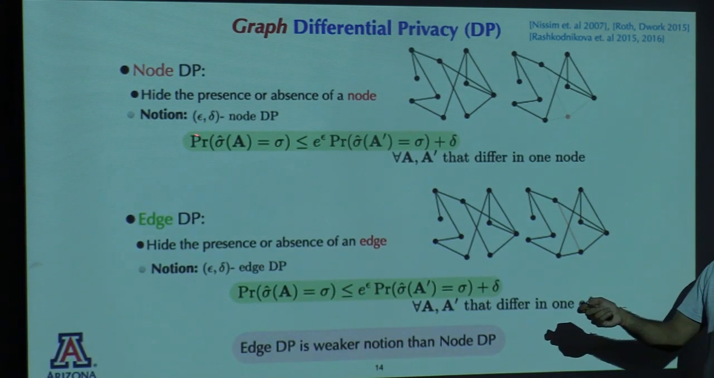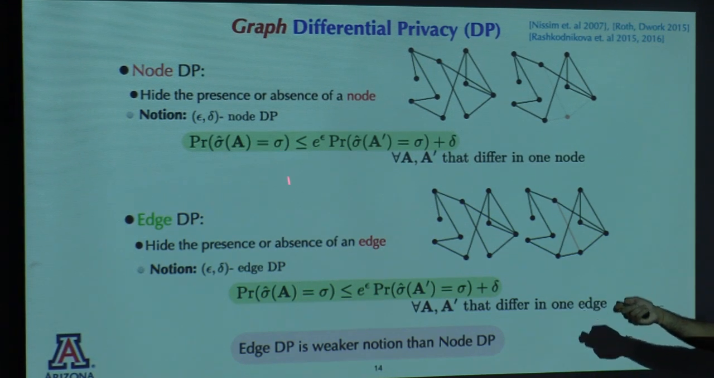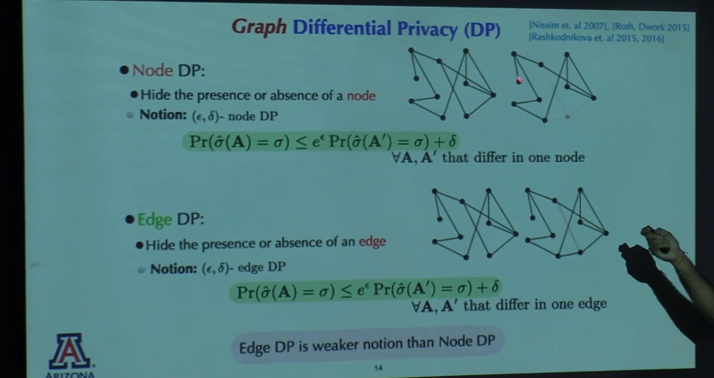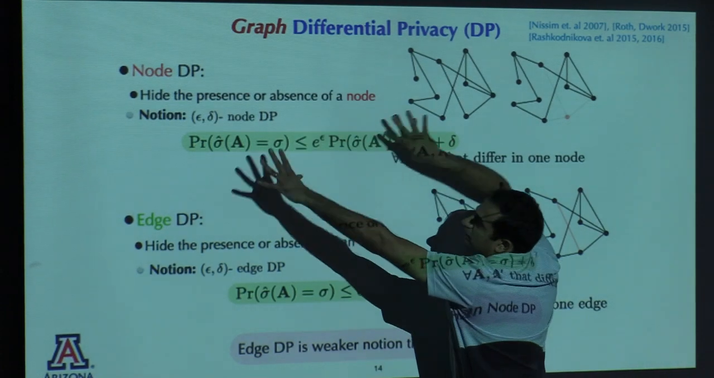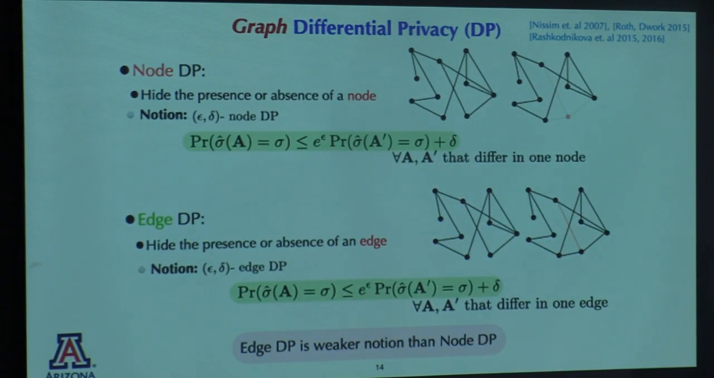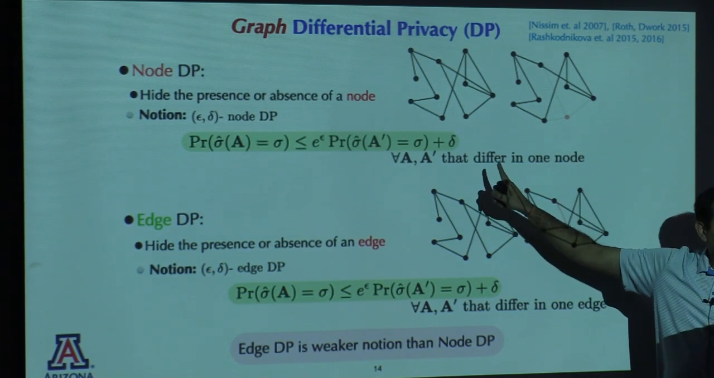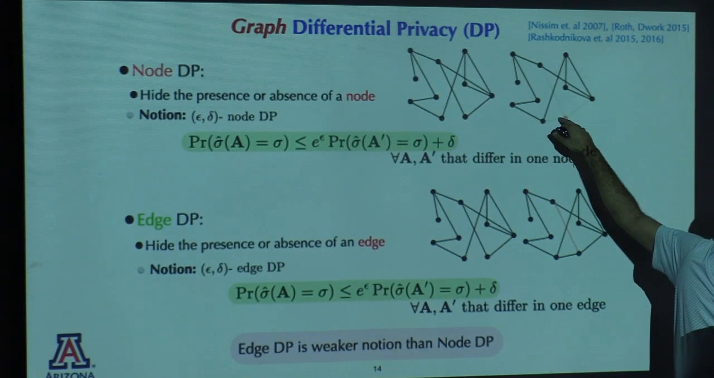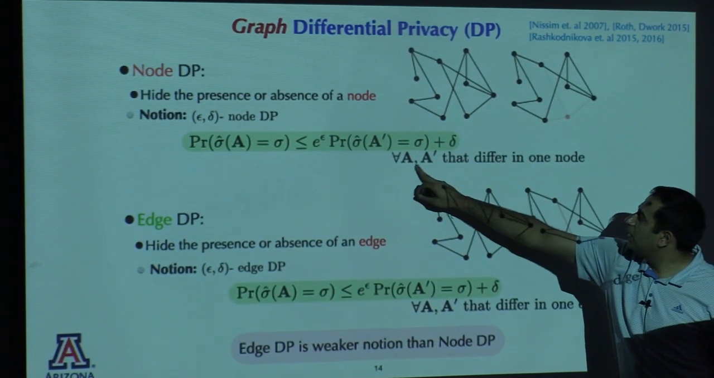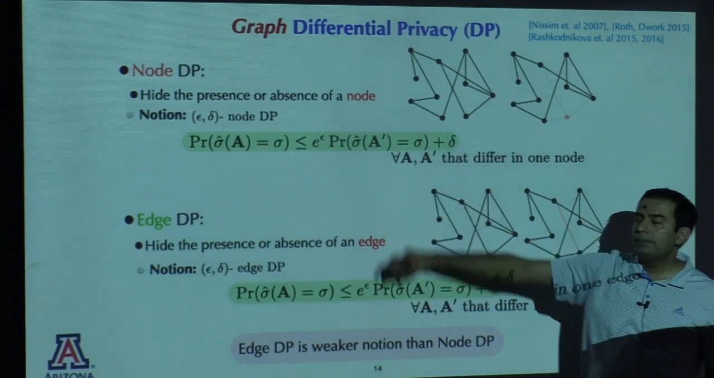Consider the probability that my algorithm, when it takes this graph as input, outputs a community label estimate, versus the probability that it takes this graph as input and gives the same sigma as the output. If these two probabilities were exactly the same, then I would say this algorithm is perfectly private. It should hold for every A and A prime that differ in a node, not just this very specific A. So if this holds for every A and A prime that differ in one node, then I would say this is perfectly private. Okay.